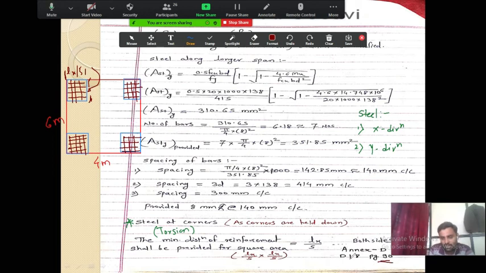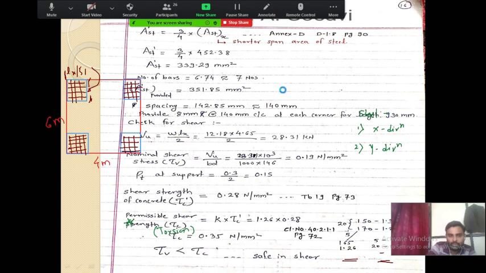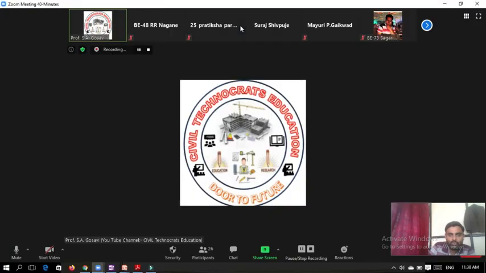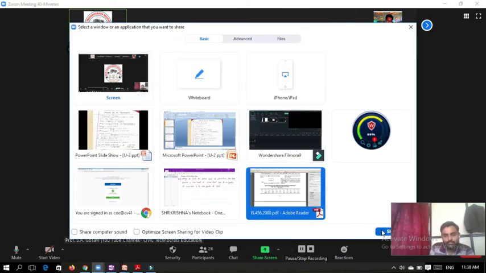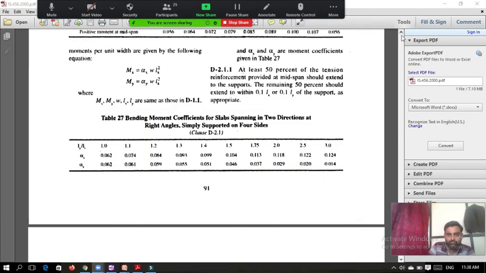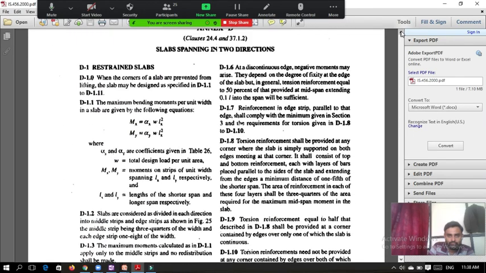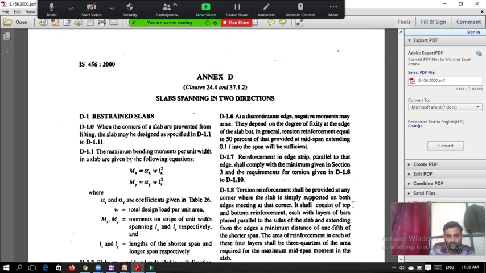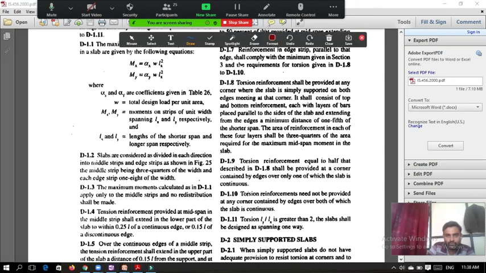Page number 90, annexure D 1.8. Okay, so we will go to page number 90, annexure D 1.8. I will stop when we go to that page of the IS code. So here, annexure D. See what they have mentioned in D 1.8.